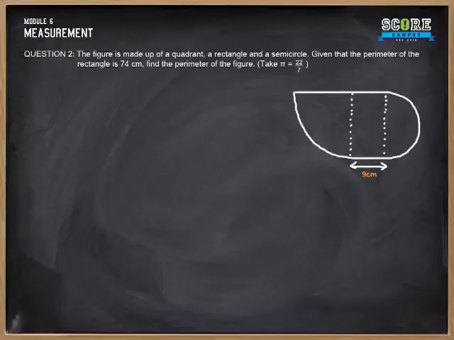So what is step 1? Step 1 is to find out the length of the rectangle. We want to find the length of the rectangle, which is the same as the radius of the quadrant. Do you realize that?